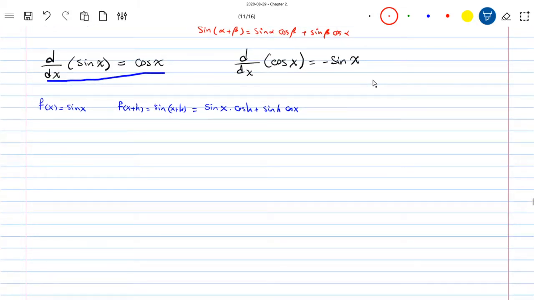Okay, so here, what we want to calculate is f prime. So what would f prime be? F prime would be the limit of f of x plus h, which is sine x cosine h plus sine h cosine x, and minus f of x. F of x is simply sine x. All divided by h as h approaches 0. We want to calculate this limit.